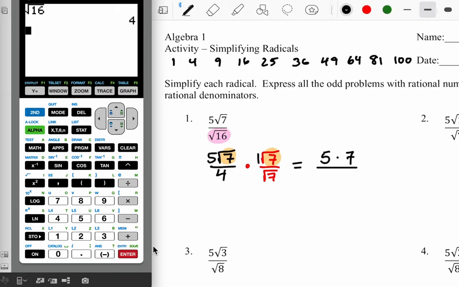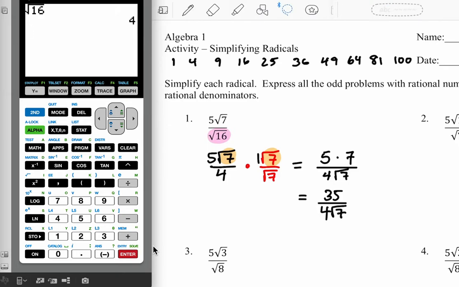All right? So on the bottom, these are two unlike numbers. One is rational and the other is irrational. Can't multiply them together. The best I can do is just write them next to each other. So 4 radical 7. Then I just carry out the multiplication on the top, because 5 and 7 are both rational numbers. They can be multiplied. So 5 times 7, 35. On the bottom, 4 radical 7. So that would be my answer.